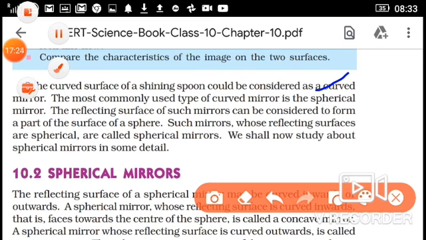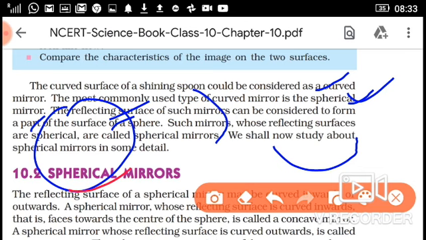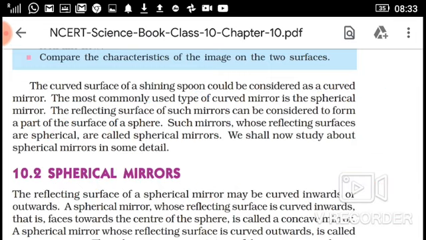The most commonly used type of curved mirror is the spherical mirror. If the reflecting surface is curved, then we will call it a spherical mirror. The reflecting surface of such mirrors can be considered to form a part of the surface of a sphere. Like this is a sphere. If you take any part like this, it is a curved surface. This is also a curved surface. A part of a sphere we consider as a curved surface.